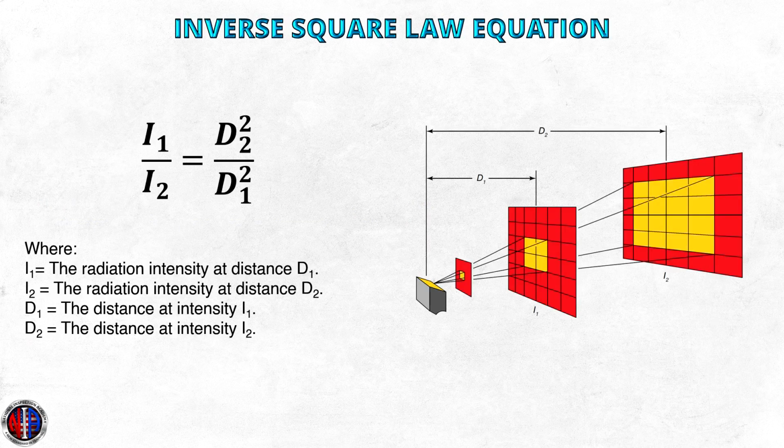The inverse square law equation is I1 divided by I2 equals d2 squared divided by d1 squared, where I1 is the radiation intensity at distance 1, I2 is the radiation intensity at distance 2, d1 is the distance at intensity I1, and d2 is the distance at intensity I2.